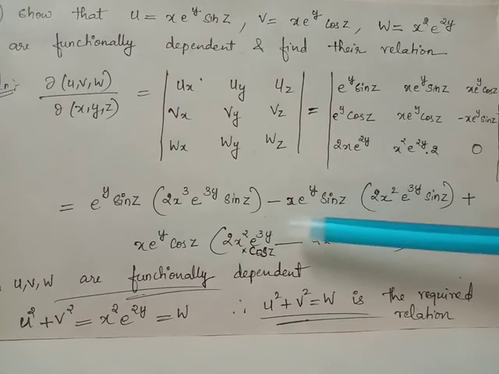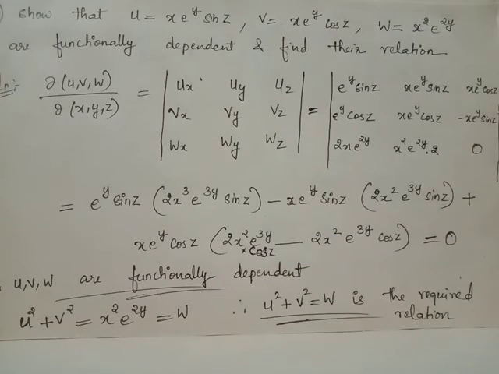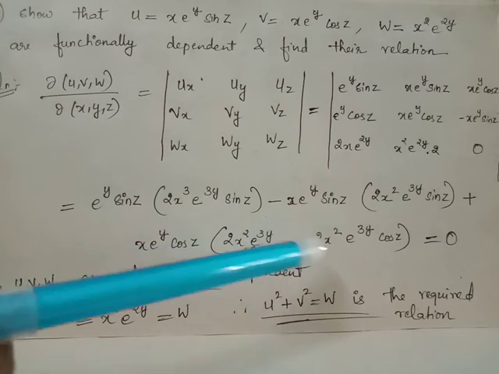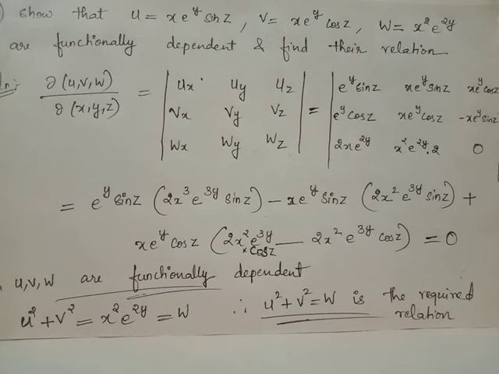So wherever we have e raised to y multiplied by e raised to 2y, it is rewritten as e raised to 3y. You notice that these two terms are exactly the same, and these terms are also the same, and hence the determinant value becomes 0, which establishes functional dependence between functions u, v and w.